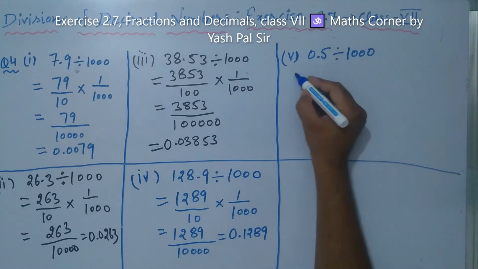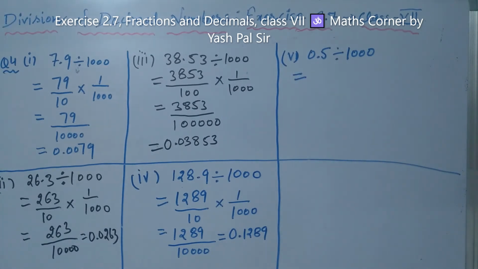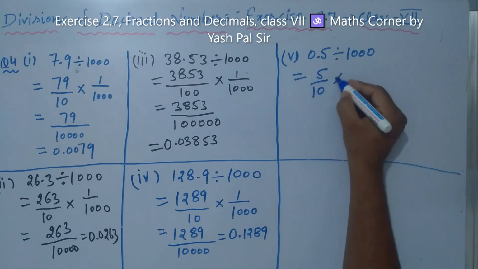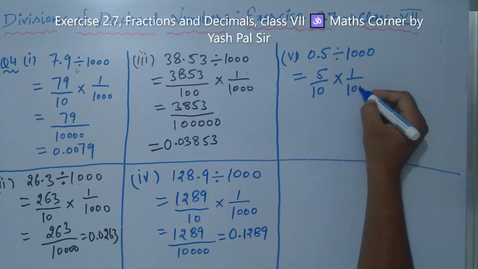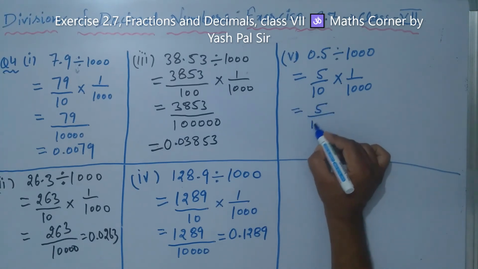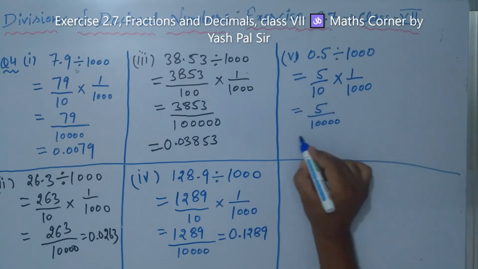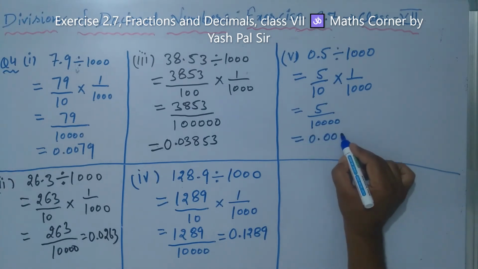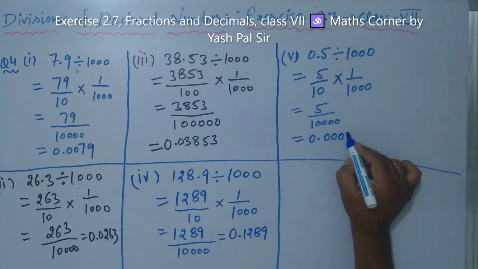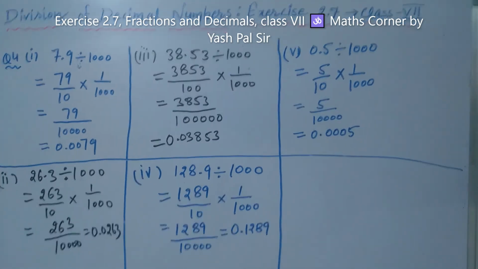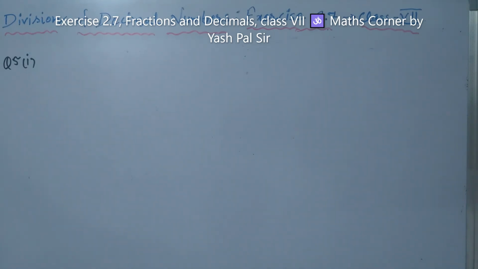1000, which is equal to 5 upon 10 into 1 upon 1000. This is equal to 5 upon 10,000, which is equal to 0.00005. So this was question number 4. Now coming to question number 5, first part.